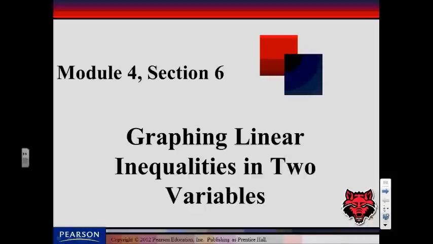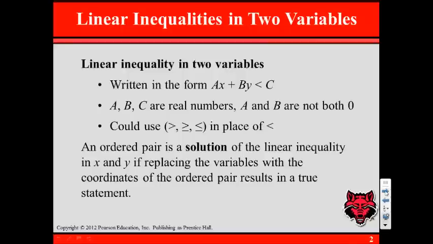Section 6, we will discuss graphing linear inequalities in two variables. A linear inequality in two variables is written in the form ax plus by is less than c, and in place of the less than symbol, we could use any inequality symbol: greater than, greater than or equal to, less than or equal to. We say that an ordered pair is a solution of the inequality if when we replace x and y with the coordinates, it results in a true statement.